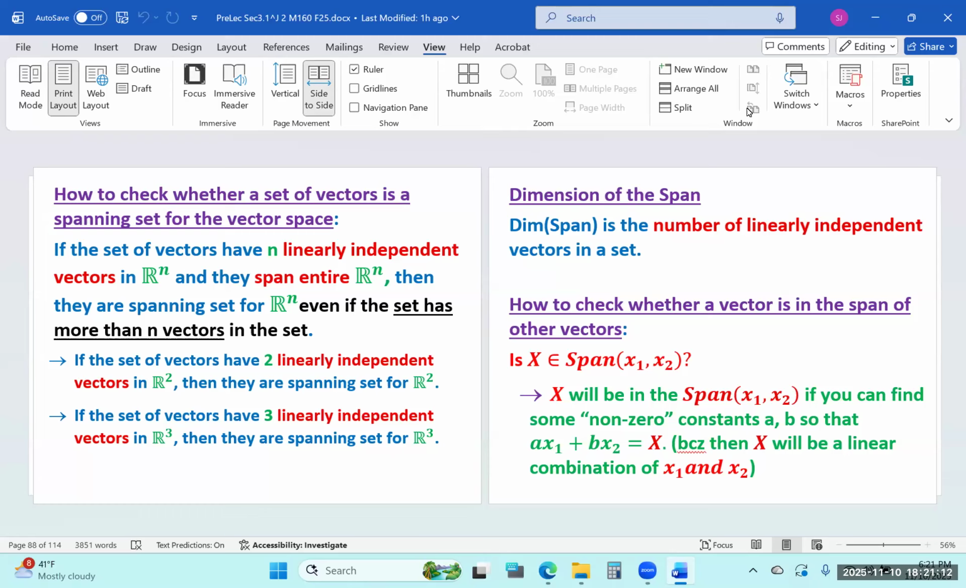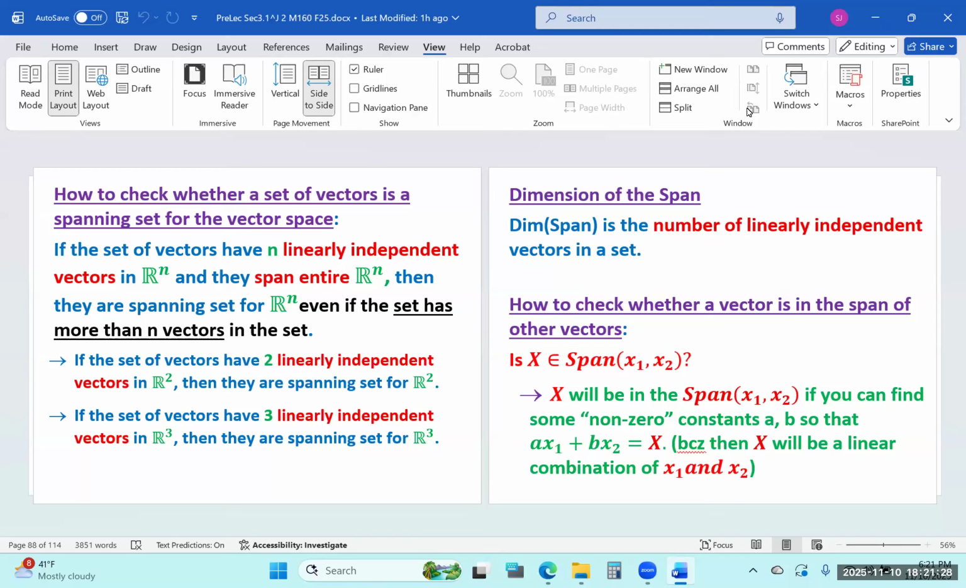So if you can find 2 coefficients that make this formula work, then it is in the span. But if you cannot find such coefficients, then no. The new vector you have is not in the span.